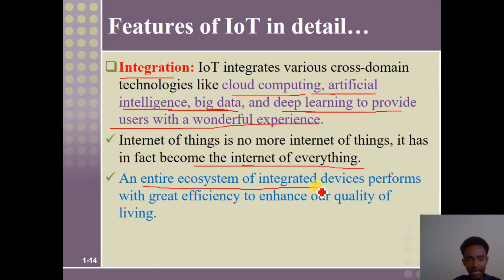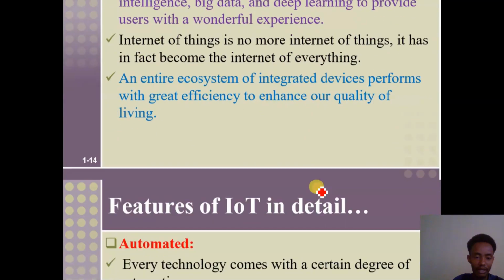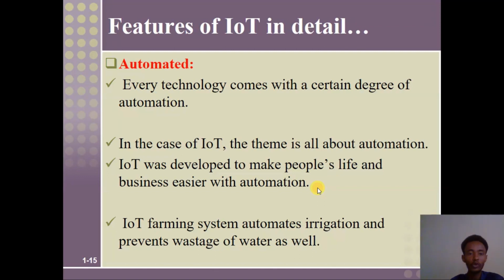So this integration is very important, and you should read more than what I have included here. Another one is automation. Our Internet of Things works on the issue of automation. Every set of actions that we perform manually should be automated. Once it is automated, everything should be autonomous.